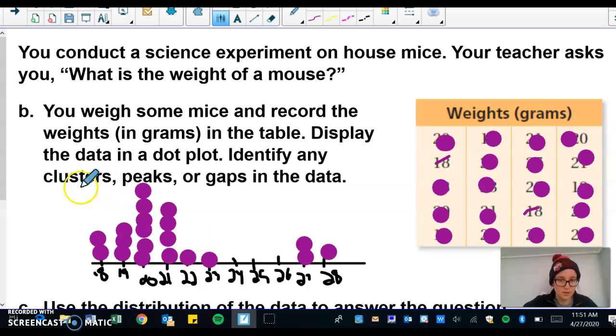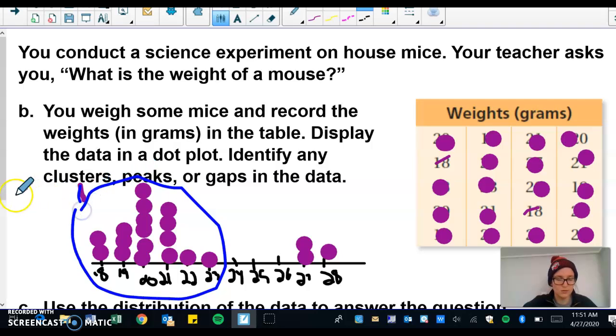So the cluster, that's a different color. The cluster would be this whole grouping, 18 through 23. That would be the cluster. The peak is kind of like a mountain peak. The highest tally of dot plot that you have, so the highest number is 20. So the peak would actually be 20, because that's the most of that number that I have, the highest.